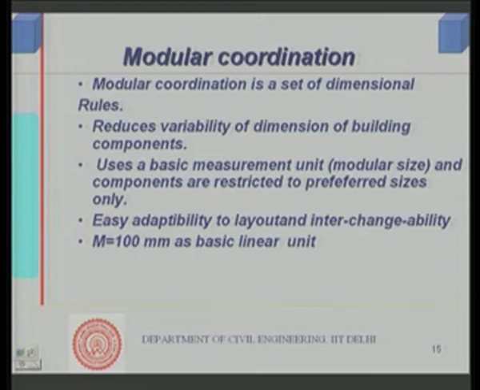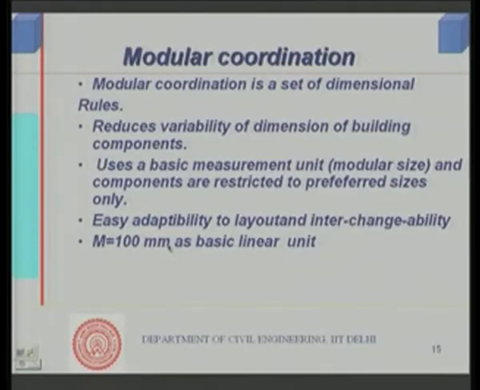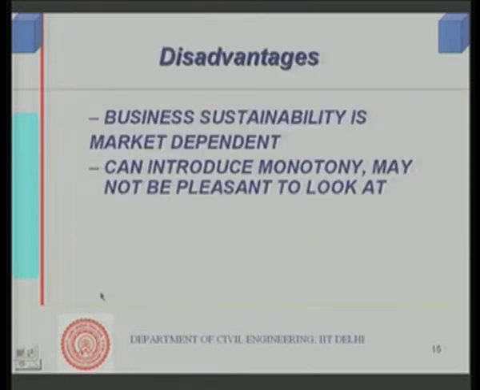Industrial building construction relies heavily on modular construction. Everything can be standardized, dimensions and things like that, so it can adapt to all kinds of layout design easily. Modular coordination does this job. Usually M, 100 millimeter, is used as a basic unit in some cases.